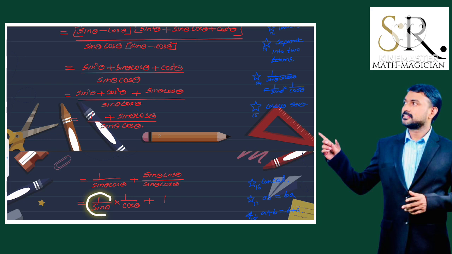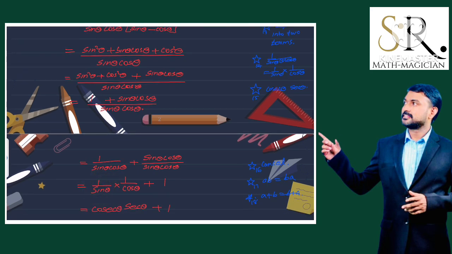What is 1 by sin theta? We studied that it is cosec theta. So instead of 1 by sin theta, we can write cosec theta, by the reciprocal relation. 1 by cos theta, we can write sec theta, plus 1. Now this is addition, so we can change the order. Cosec into sec is equal to sec into cosec, both are the same. So I am going to change the order.